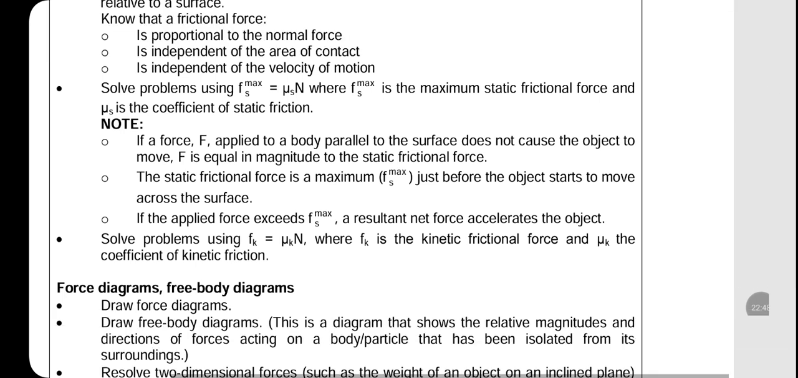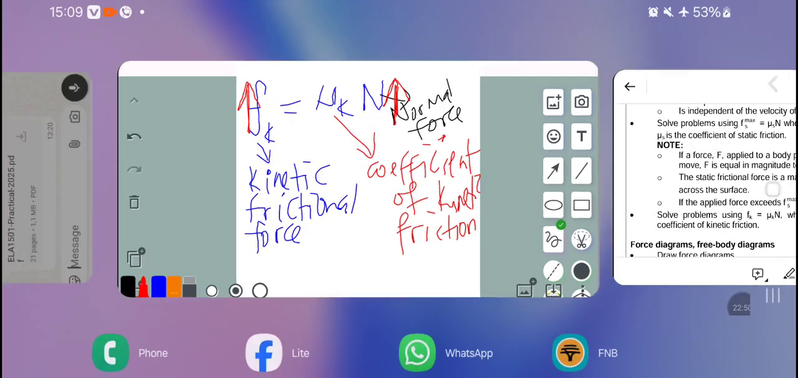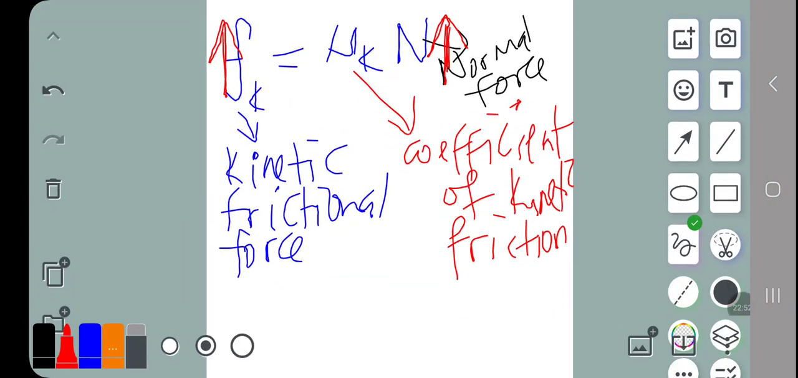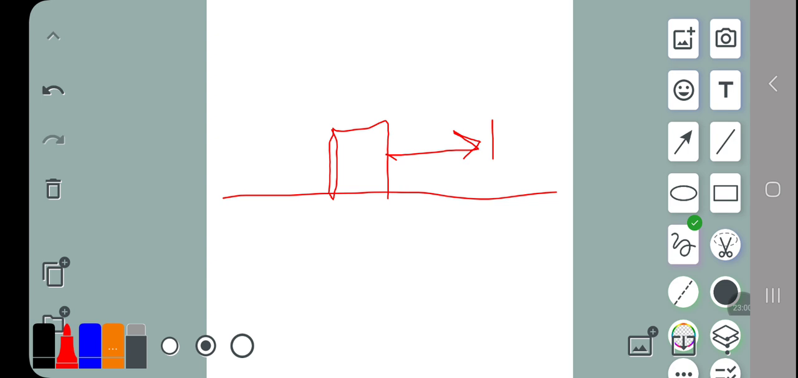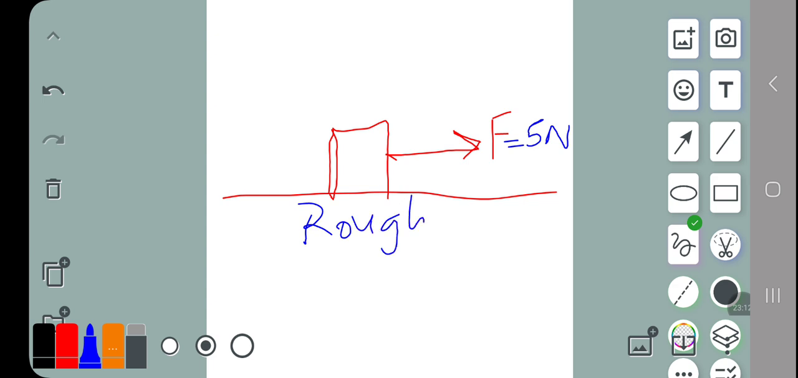So here what they're trying to say, guys, let's go back to this scenario. Now they're saying the other type of force is force applied. Let's say this object here is experiencing an applied force like this one. Let me write in, let's say it's 5 newtons, so that, guys, it will be straightforward to you. Let's say your surface is rough.